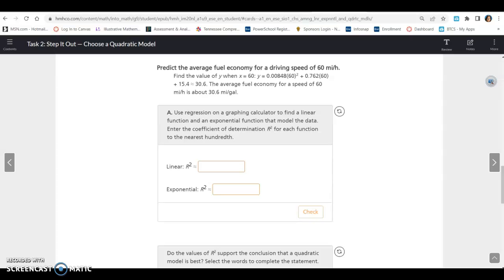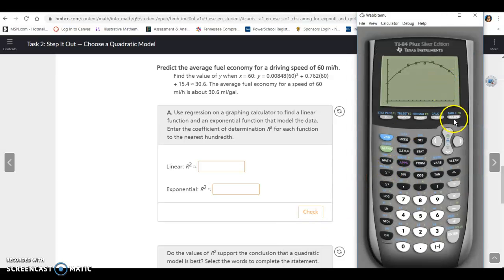All right, it says use the regression of a graphing calculator to find the linear function and an exponential function that models the data. Enter the coefficient of determination, that's the r squared, for each function to the nearest hundredth. All right, so we've already got our set of data in there. So we're going to clear this, and now we're going to go stat, calculate, and we're going to do a linear regression. So number 4.